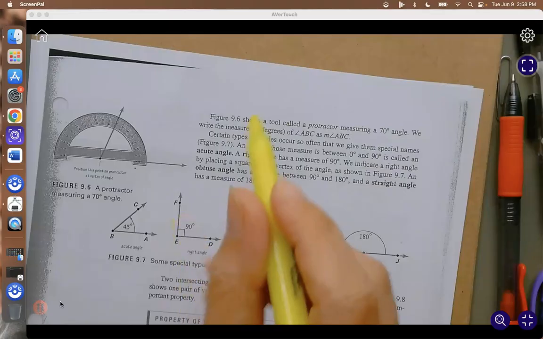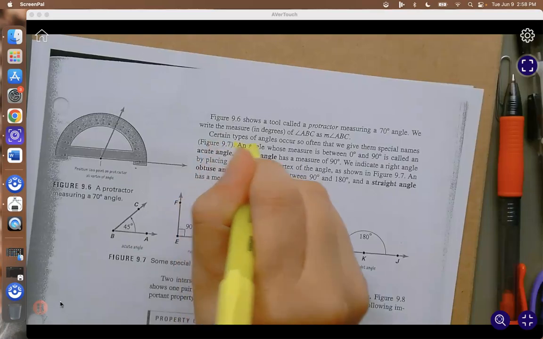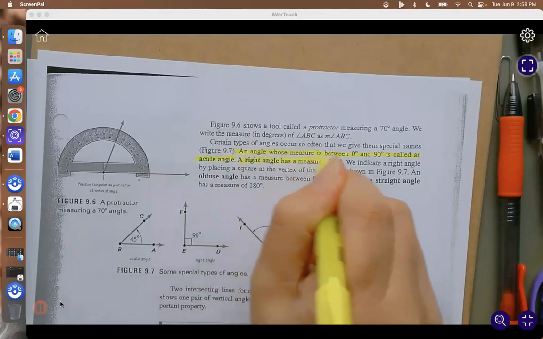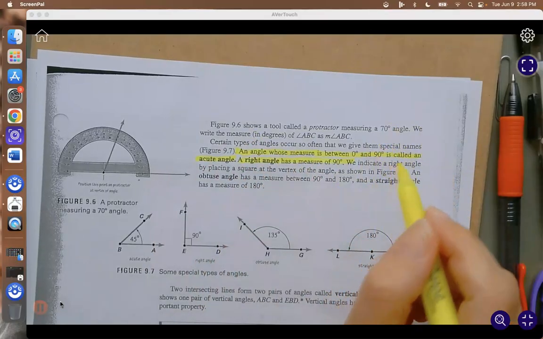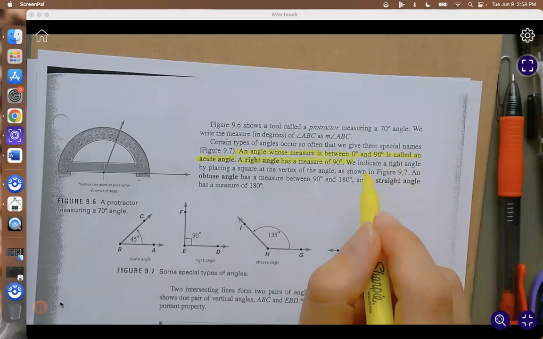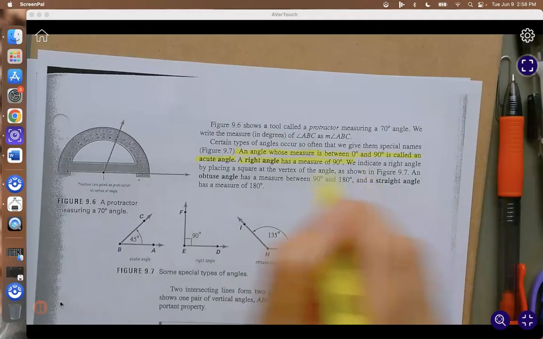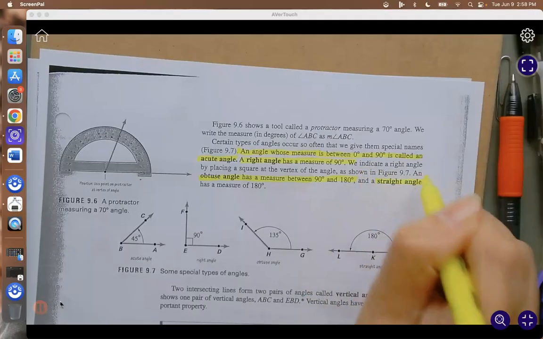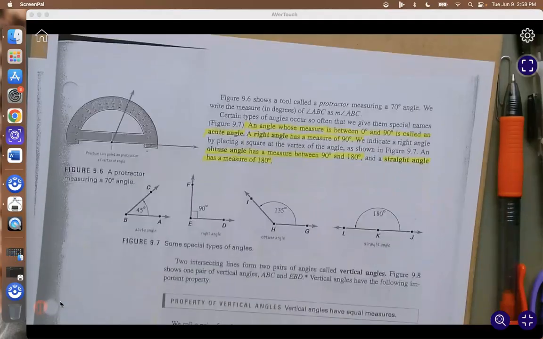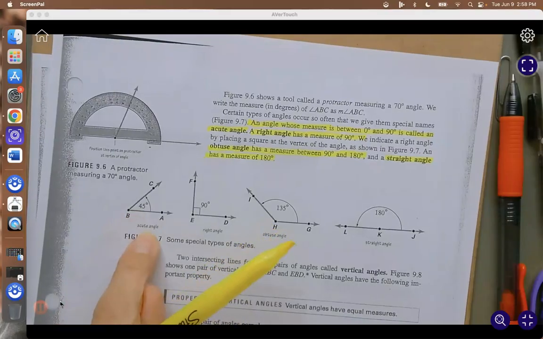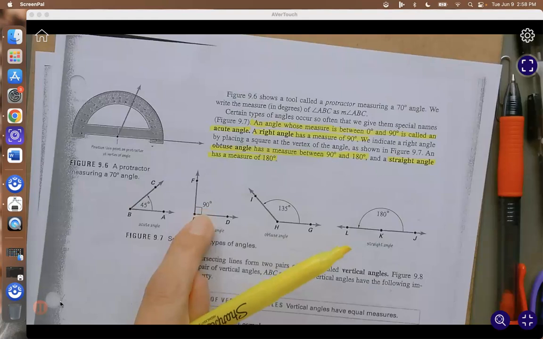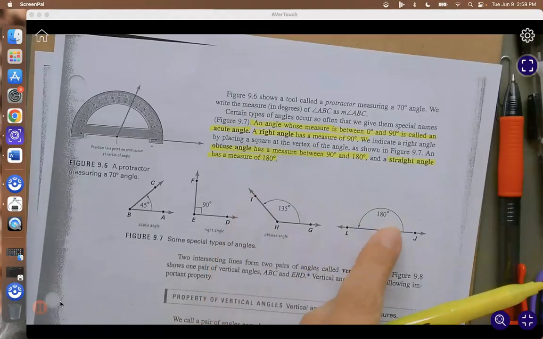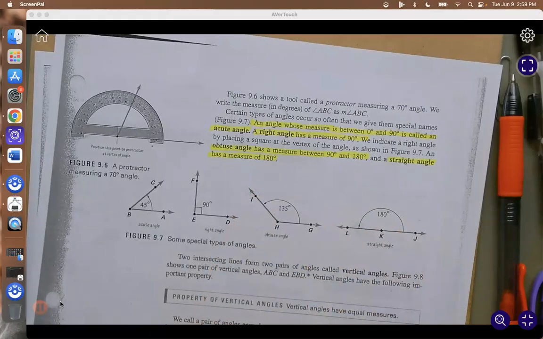An angle whose measure is between 0 and 90 degrees is called an acute angle. Hopefully you remember that. A right angle has a measure of 90 degrees. And an obtuse angle has a measure between 90 and 180 degrees. And a straight angle has a measure of 180 degrees. Okay, so 45 degrees is an acute angle. 90 degrees, remember that makes a little square there. It makes a corner. Obtuse means bigger than 90, but if it's straight, it's 180.